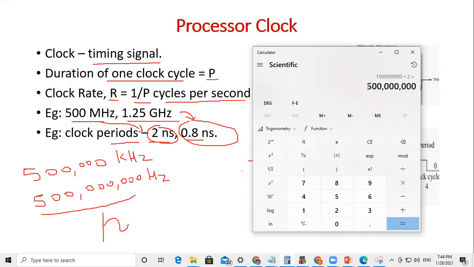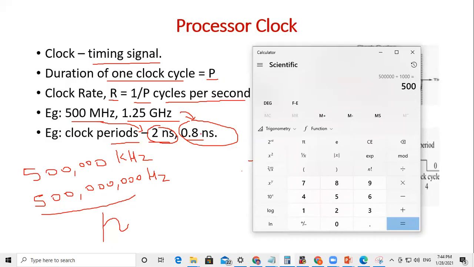So this many hertz. How many kilohertz does it have? Divide by 1000. So this many kilohertz. How many megahertz does it have? Again divide by 1000. So it has this many megahertz. Right, I think it's clear.